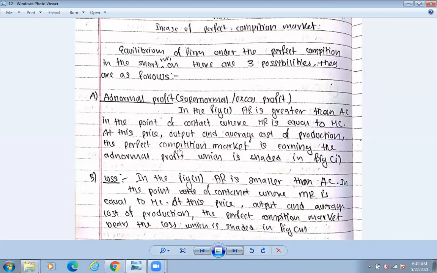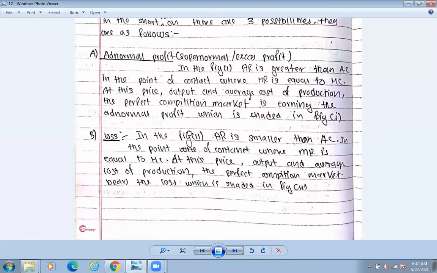The perfect competition market is earning the abnormal profit, which is stated in figure 1. Okay. And in case of loss, the condition is that revenue is smaller and cost is greater. So AC is greater than AR.